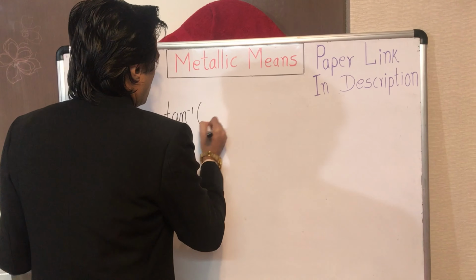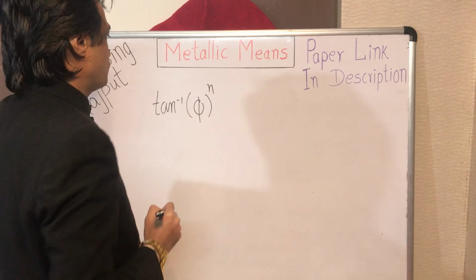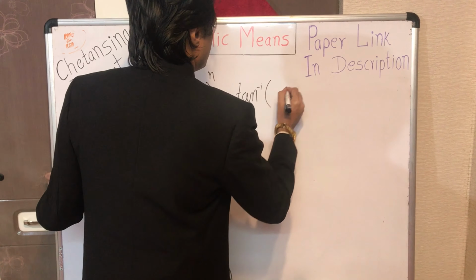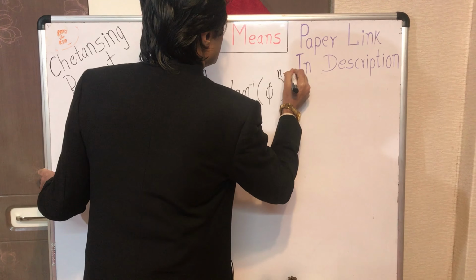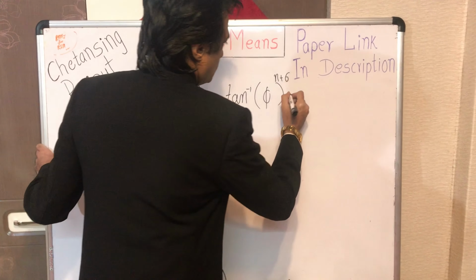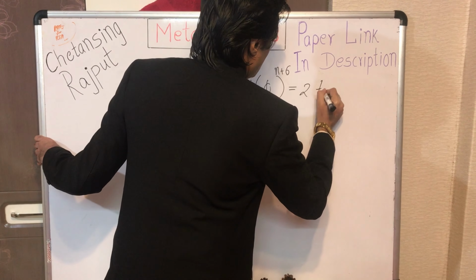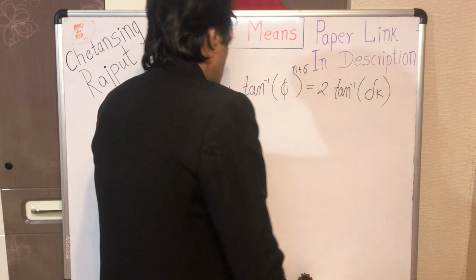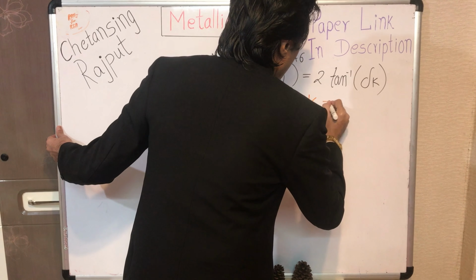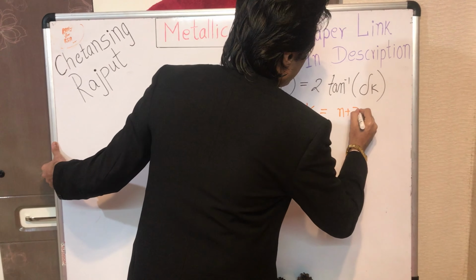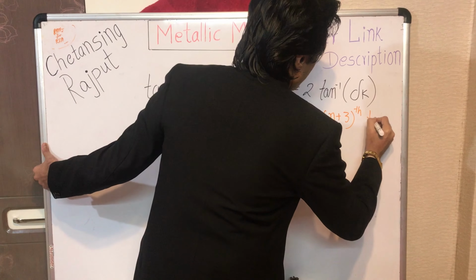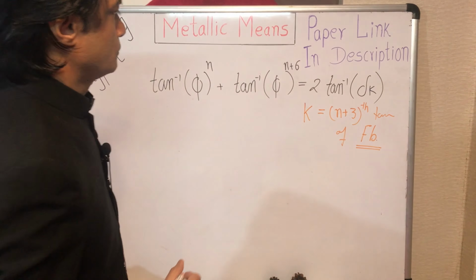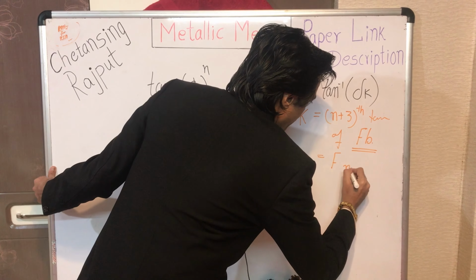The second formula is like this: the tan inverse of some nth odd power of the golden ratio plus the tan inverse of the (n plus 6)th power of the golden ratio precisely gives twice the arctangent of some kth metallic mean, and the value of k here is equal to the (n plus 3)th term of the Fibonacci sequence. Okay, k is equal to F(n plus 3).